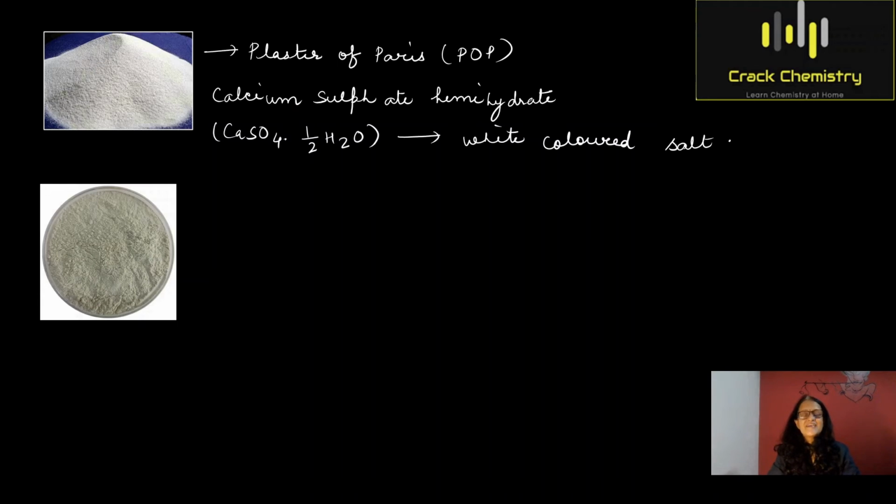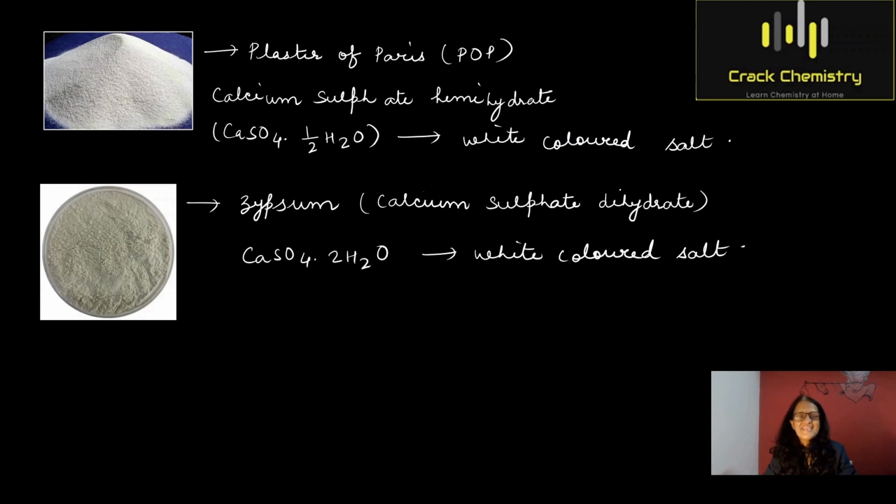Now let's discuss the last example. The last example is gypsum. Students, gypsum is also a hydrated salt. Its name is calcium sulfate dihydrate. Its formula is CaSO4.2H2O. Gypsum is also a white colored salt.